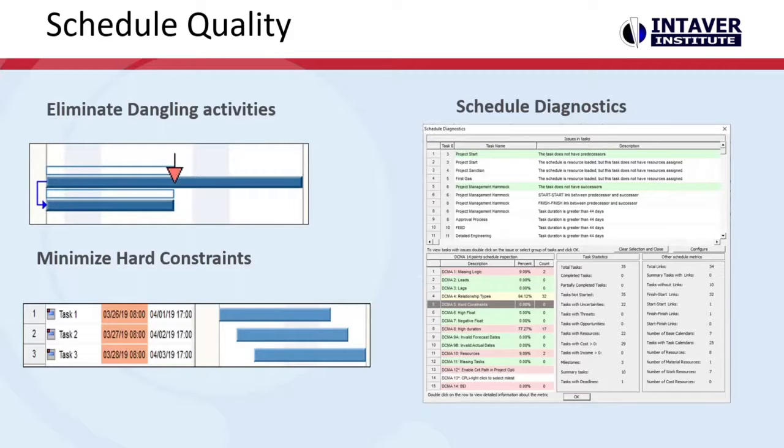And what we would do when we bring in the schedule is run a schedule diagnostics. Within our software, we have a standard 14-point DCMA check that will allow you to quickly identify issues and address them as appropriate. For us, it's really about hard constraints, relationship types, and missing logic, like dangling activities. We want to run this diagnostics to make sure that when you run your schedule, you're going to have a valid output.